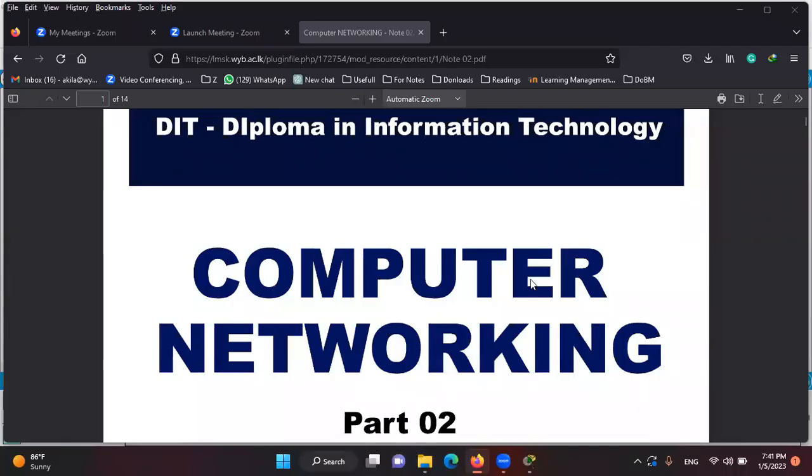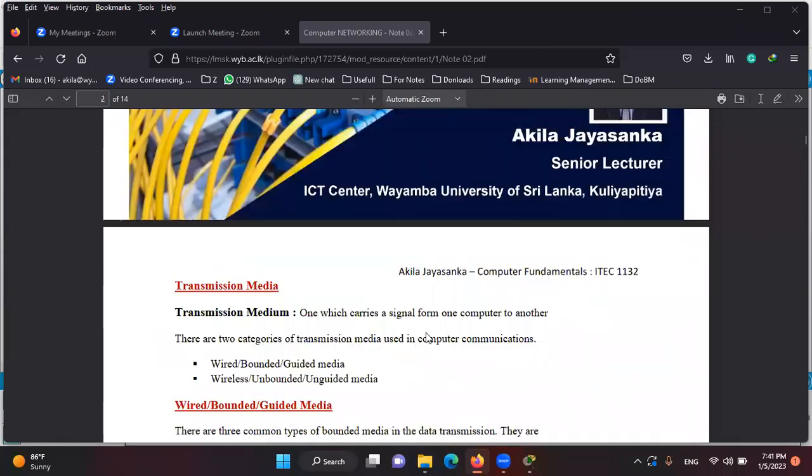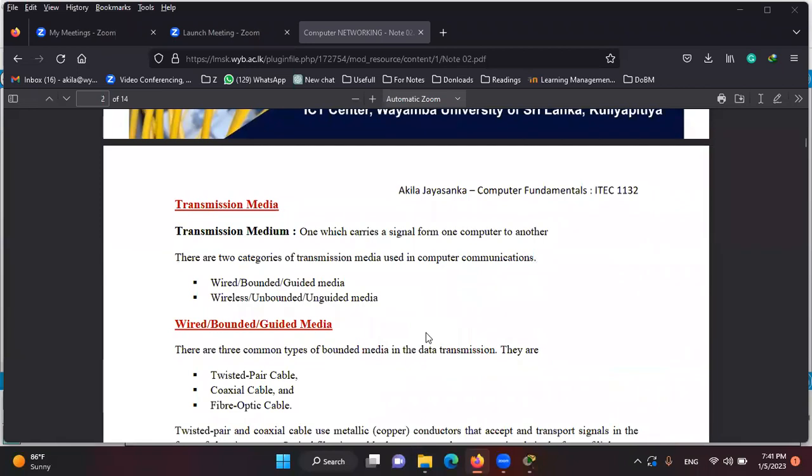Okay, so today we're going to continue computer networking part two. Last day we discussed some terms about computer networking and topologies, that means how we can connect computers, and what a computer network is. So those things we discussed yesterday. And if you have any question regarding those, you can raise it any time, right?